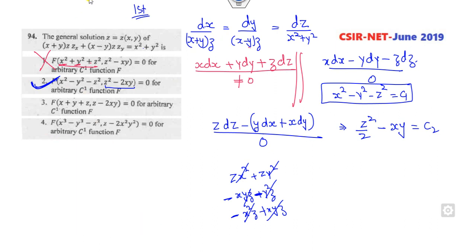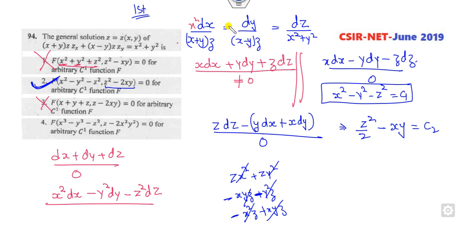Similarly, you can check the third option, x plus y plus z. Can you make this value 0? No. So this option is cancelled. x cube, how do you make it x cube? y cube, z cube, how do you make this? Multiply this by x square, this by y square, this by z square. Again it will not be 0, because once you multiply, it will be x cube, but there is no term of x cube, so it is not 0. So this option is also cancelled.